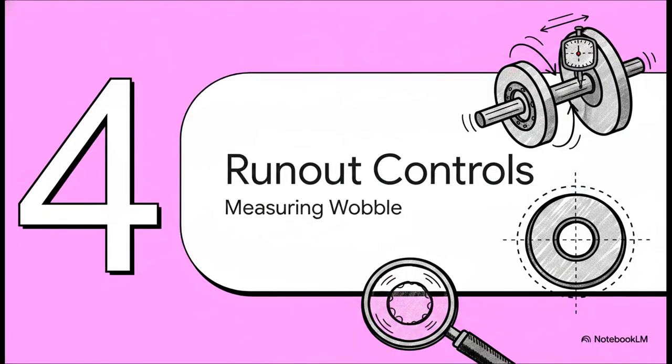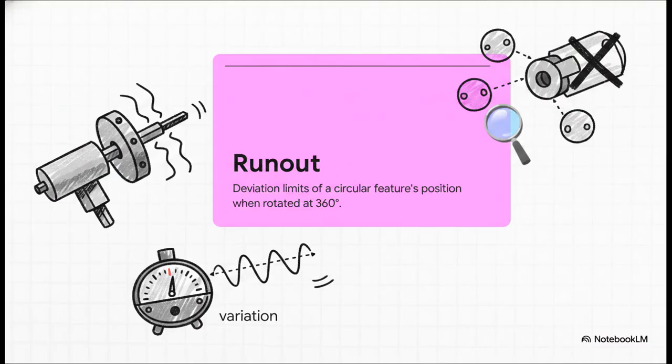Section 4. Runout. Measuring the wobble. Runout is essentially the ultimate test for wobble. It measures the deviation limits of a circular feature's ideal position when you rotate the part a full 360 degrees. To actually measure this out on the shop floor, you typically place the part in a precision spindle system or maybe some V-blocks, and you run a dial indicator right against the surface. As the part turns, that dial indicator catches the exact variation.